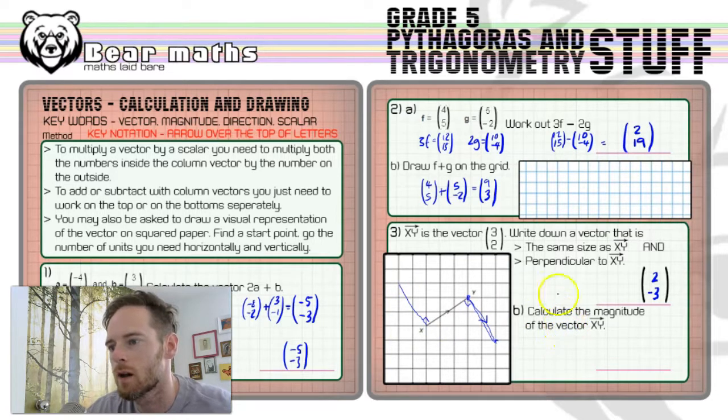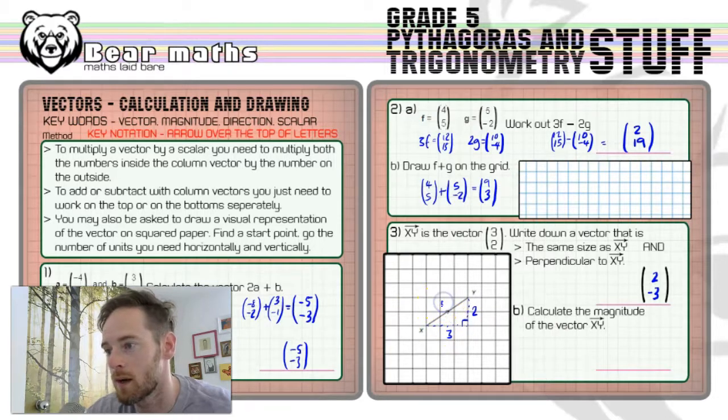Now the last question asks us to work out the magnitude of the vector XY. So I'll get rid of that there so we don't get confused. Now magnitude is just the length, and this is all about Pythagoras. It's in the Pythagoras and trigonometry section, so it makes sense we've got to use a bit of Pythagoras here. So the magnitude, we've got a right angled triangle there, so we've got 3 units there, whatever they are, could be centimeters, meters, whatever. We've got 2 units there, and we just have to use Pythagoras to work out that missing length.